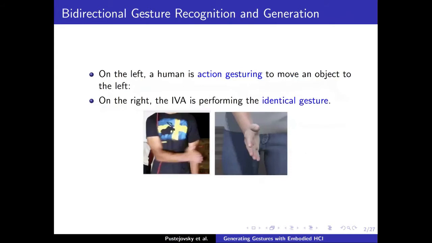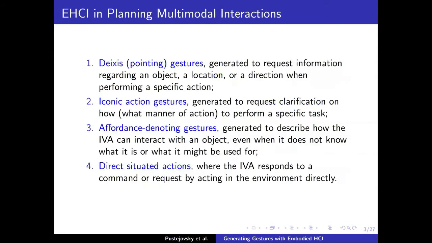One of the features of this platform is the ability to enable bidirectional gesture recognition and generation. In this picture you see on the left, a human is gesturing regarding an action to move an object to the left. On the right, we have the IVA performing the identical gesture. This is the case with all the gestures that are recognized in our system. They're also able to be generated.